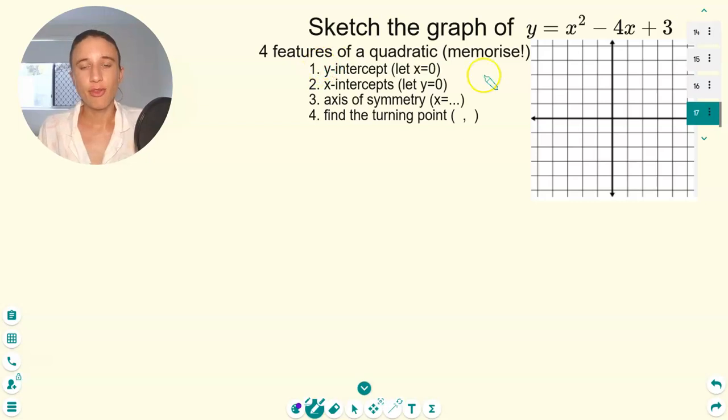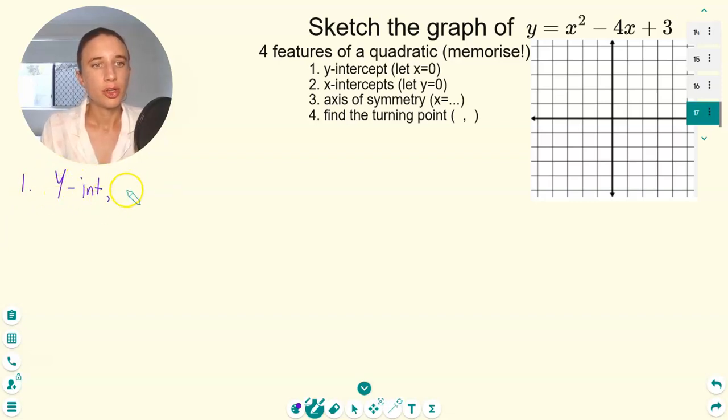Okay, first thing, 4 features of a quadratic. We've got y-intercept, x-intercept, axis of symmetry, and turning point. Lock those in your mind. And let's start over on the left, finding our first feature, the y-intercept.